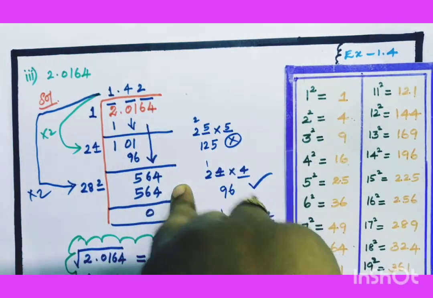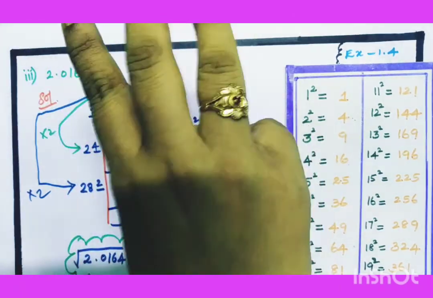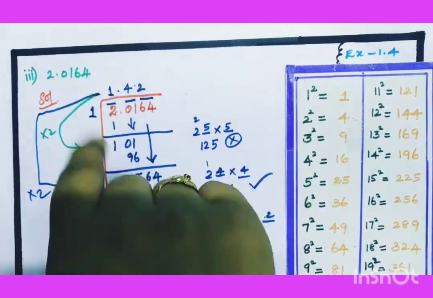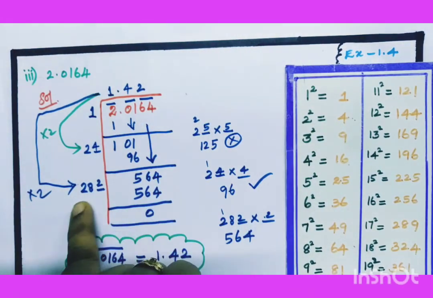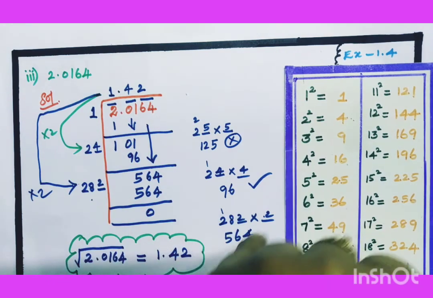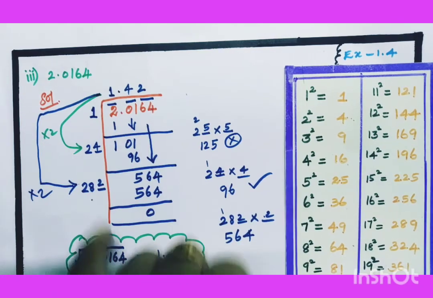Write down the next pair. Next 1 4. We want to take the point now. No, you just consider the number 14 into 2. That's all. 14 into 2 you can multiply, it is 28. Okay, 28 dash into dash now. I tried with 2. So I got the answer 564.